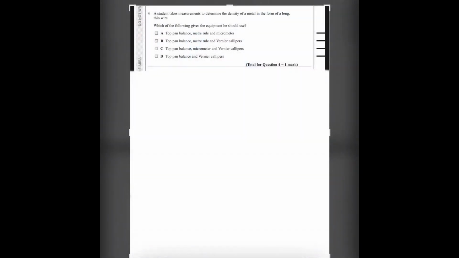Number 4. A student takes measurements to determine the density of a metal in the form of a long thin wire. Which of the following gives the equipment he should use? So, if we want to calculate the density, we need to know the mass and the volume of the object. The mass will be in kg and the volume would be the cross-sectional area times the height.